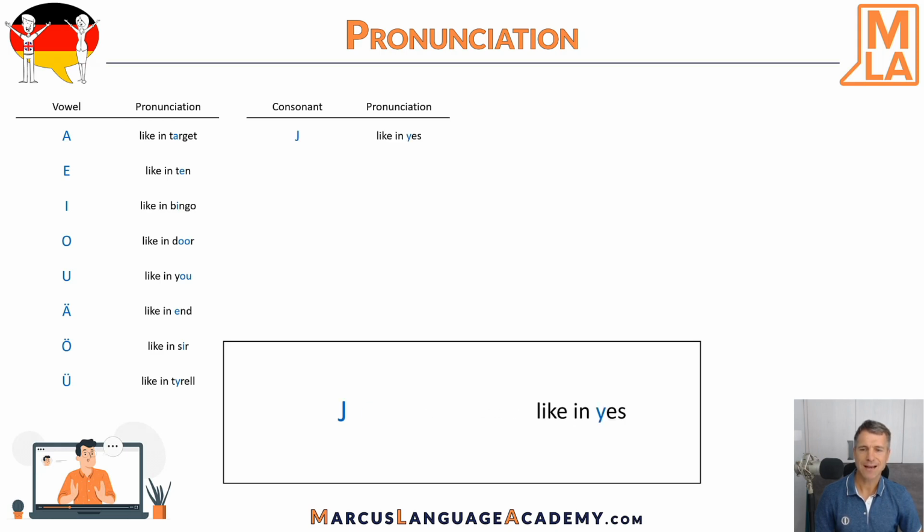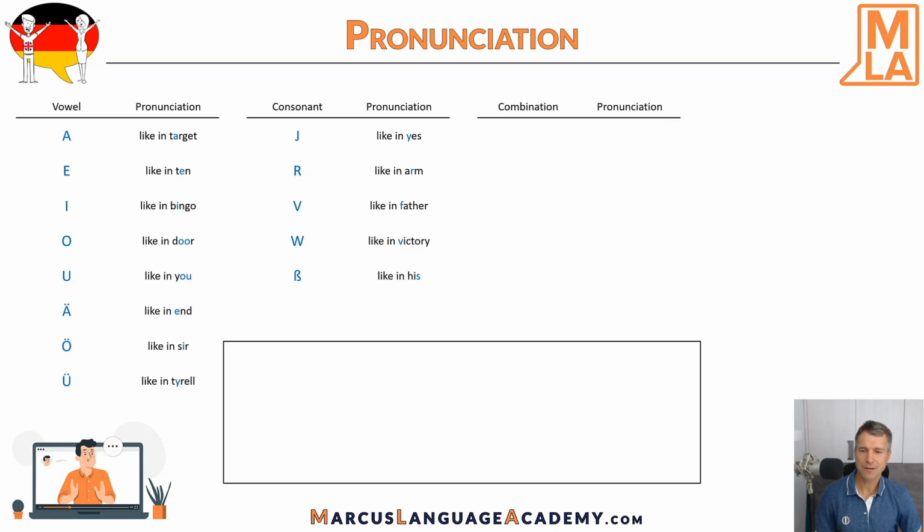J like in yes. R like in arm. V like in father. W like in victory. SZ is a special German letter and it is pronounced like in his.